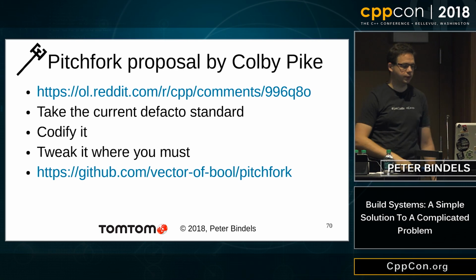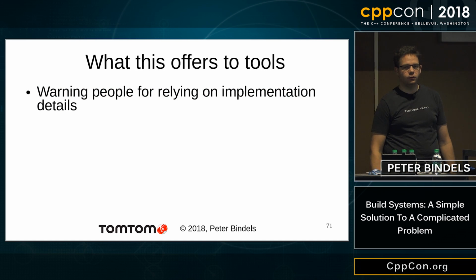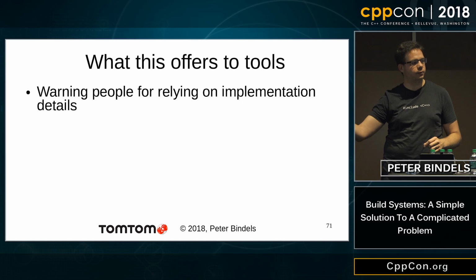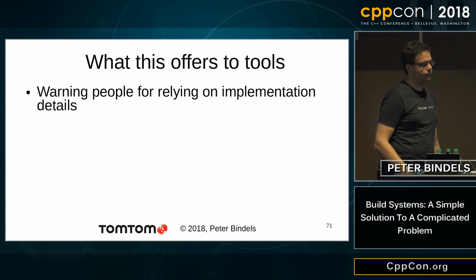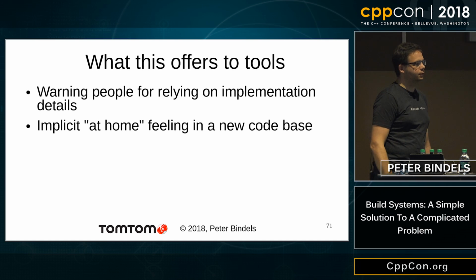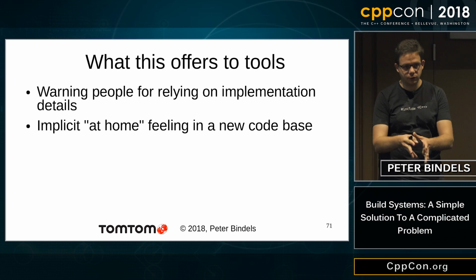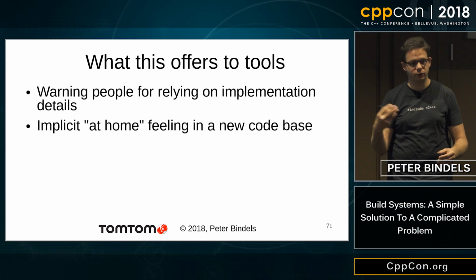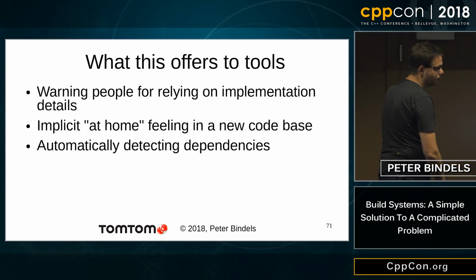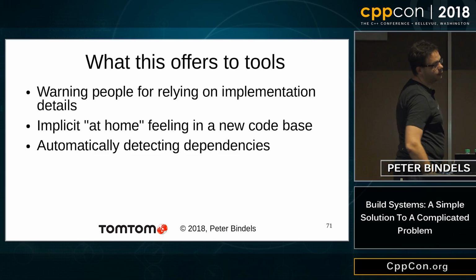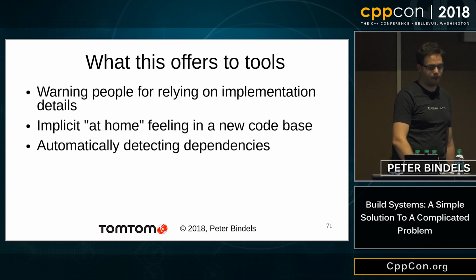So if I'm making a tool and somebody has followed this pitchfork proposal, I can warn you: you are including an include/detail file from somebody else, therefore you're doing something that's not right, before it actually breaks. I could get the implicit at-home feeling. I'm in a new code base. I find a whole bunch of components. I don't know the components, but I know they're components. I know that this is a source. I know this is the public includes. I can figure out what's where just by looking at it. And I can get all my dependencies by just looking at the code, because my code is sane.